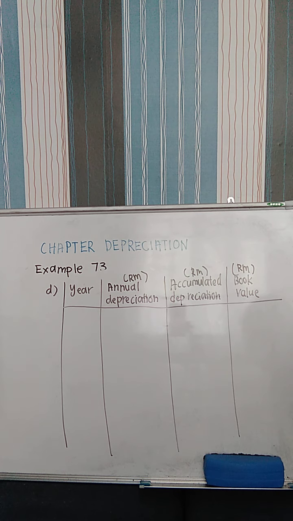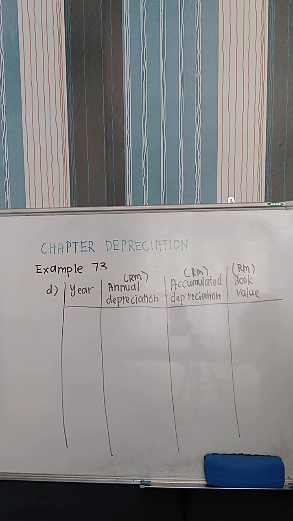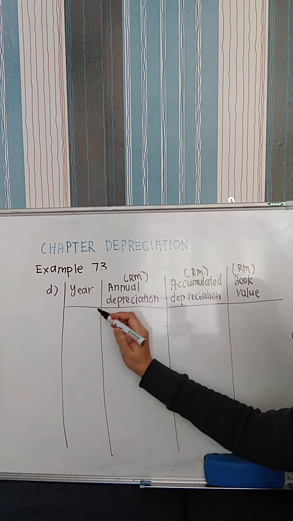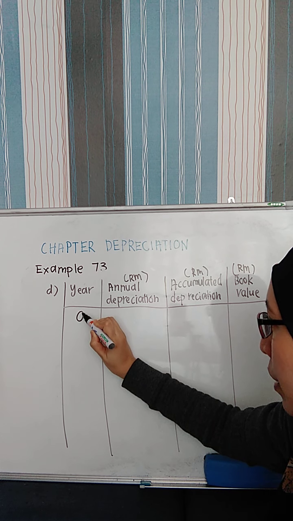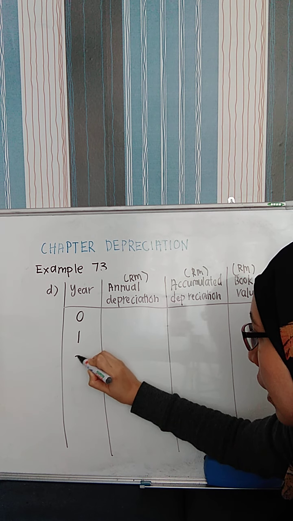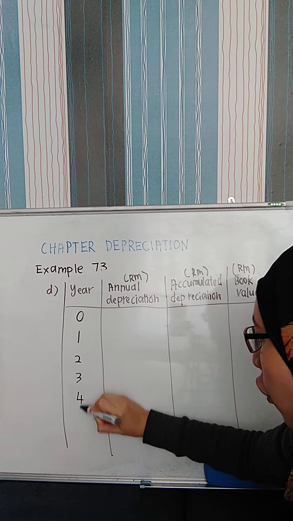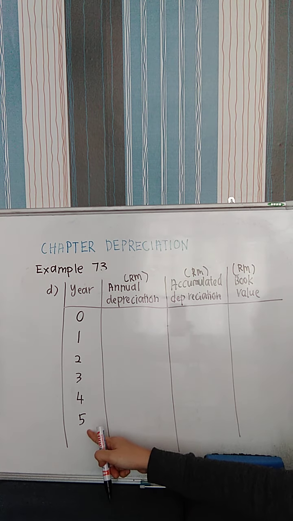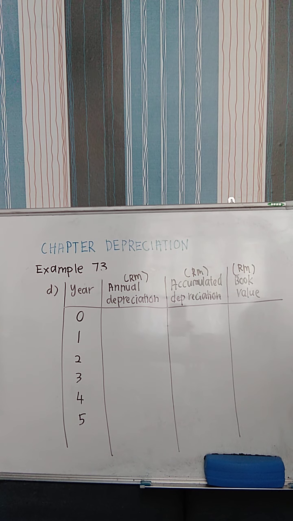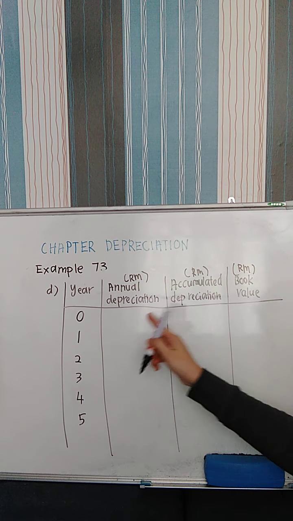How to start? From this example, the expected life is 5 years, meaning the useful life is 5 years. So you must start with 0. Then continue to 1, 2, 3, 4, and 5. Stop at 5 because the useful life is until 5 only. And then we start here.